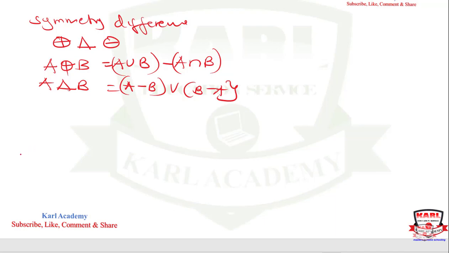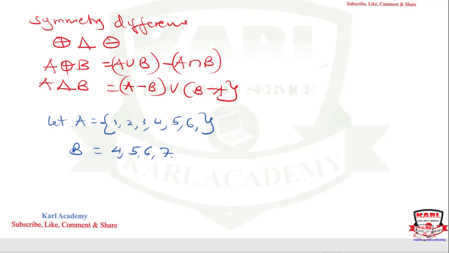So let's work with an example so that you can see how it works. Let A be a set of how many elements? Let's put 1, 2, 3, 4, 5, 6. There are 6 elements. Then B has 4, 5, 6, 7, 8, 9. These are two sets with some varying elements.